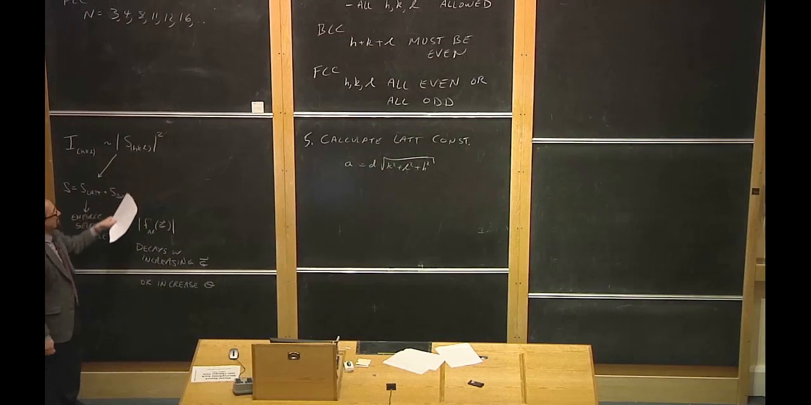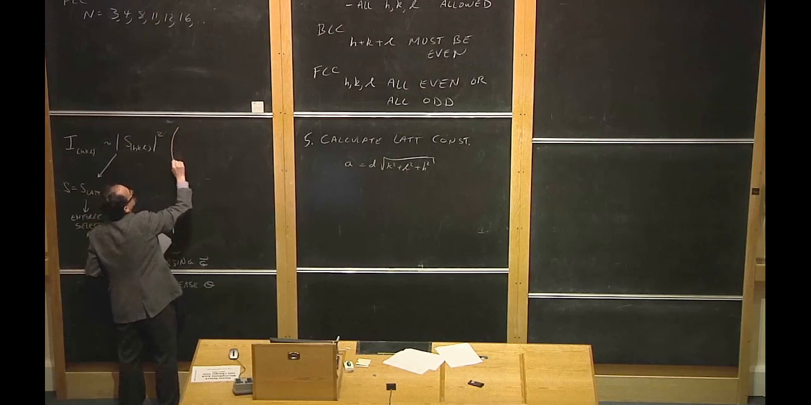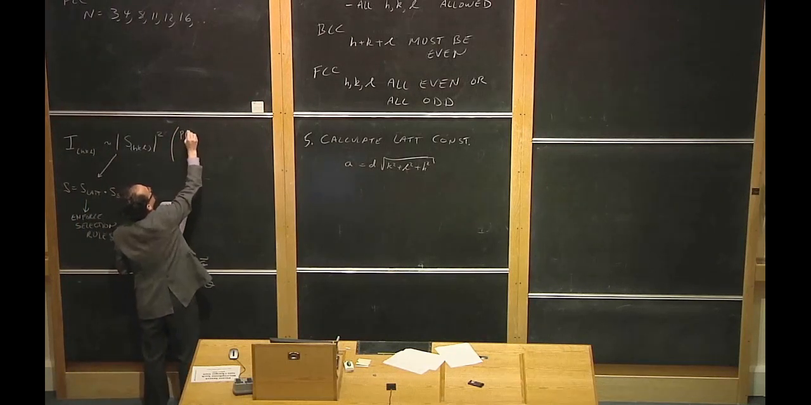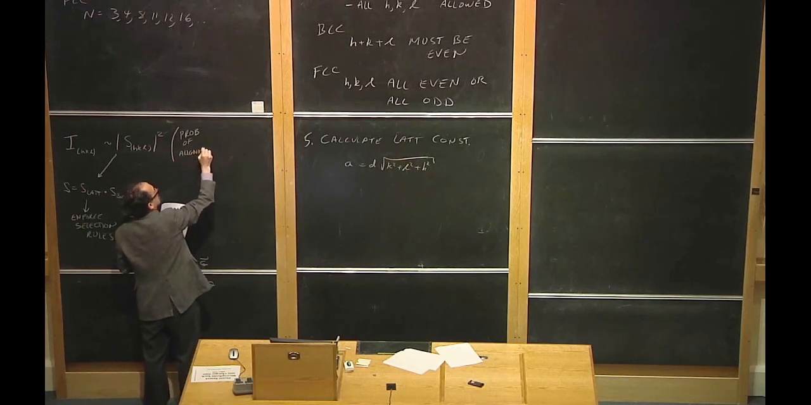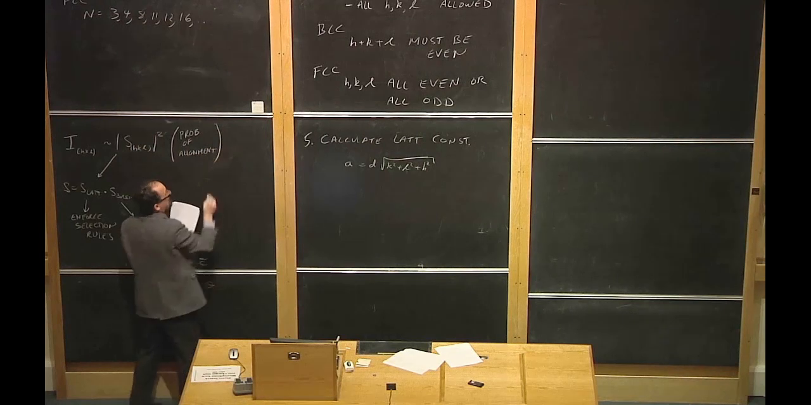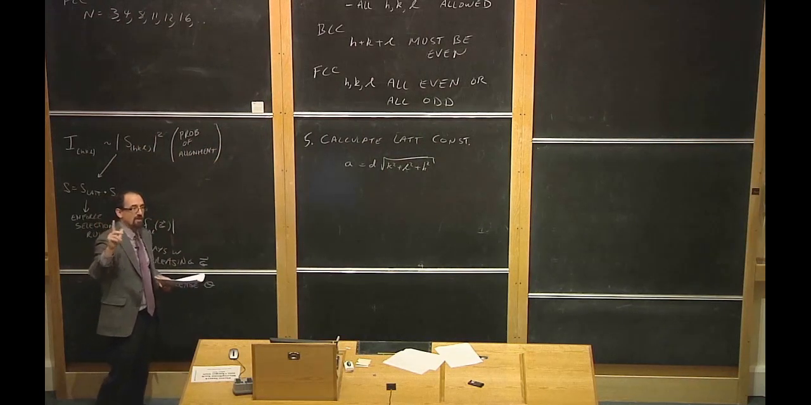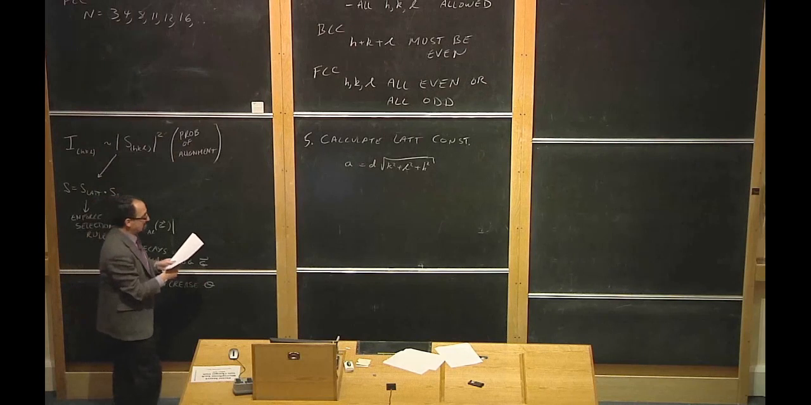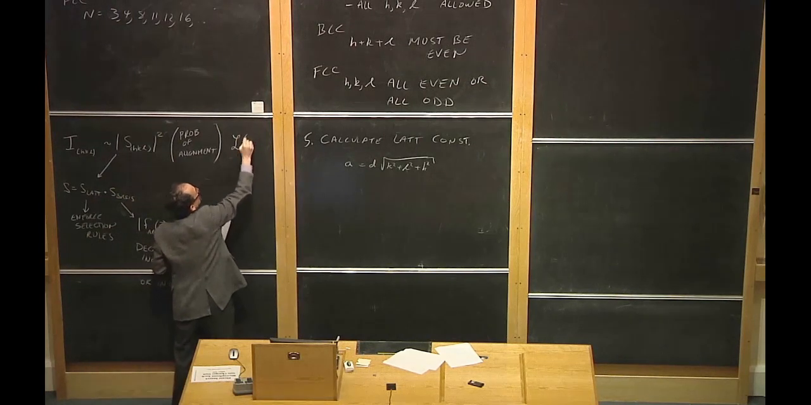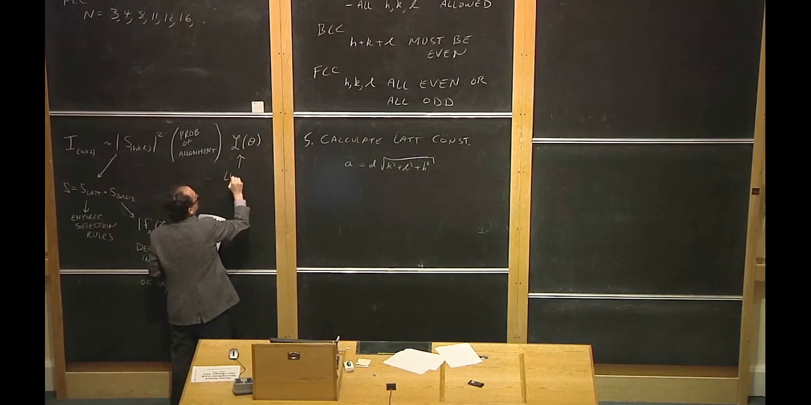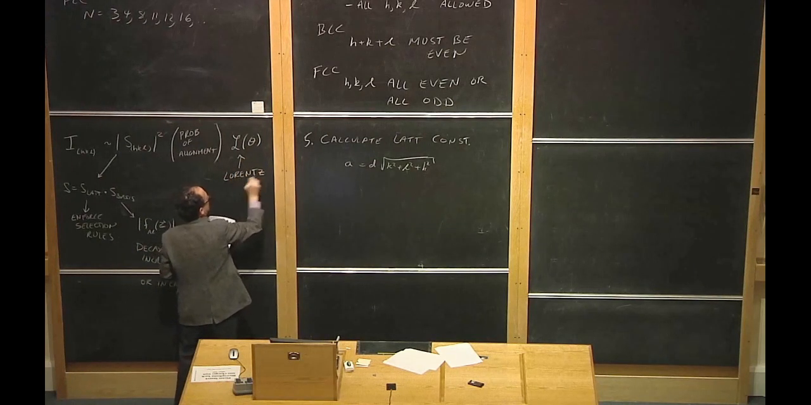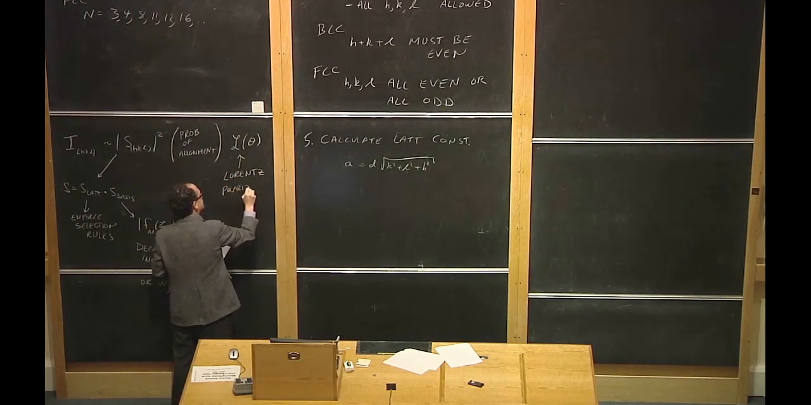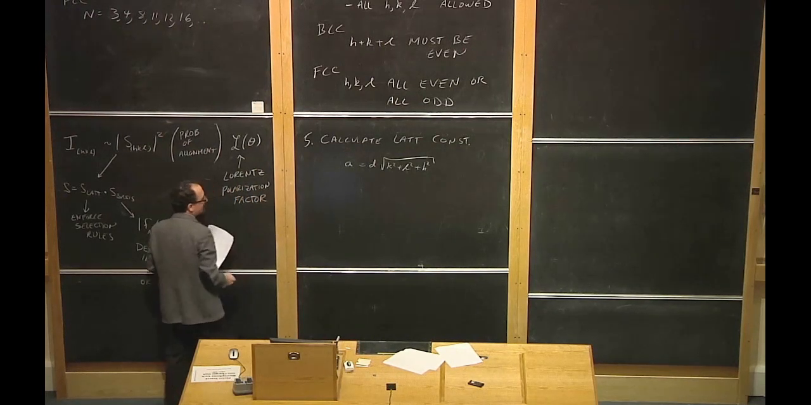But that's not all that contributes to the intensity. There are 2 other factors which contribute to the intensity. The first is the probability of alignment. This is the probability that a crystallite will align in just the right way in order to get scattering. We'll come back to that in a moment. And the last factor is known as the Lorentz factor, or sometimes the Lorentz polarization factor, which is really a geometric factor.